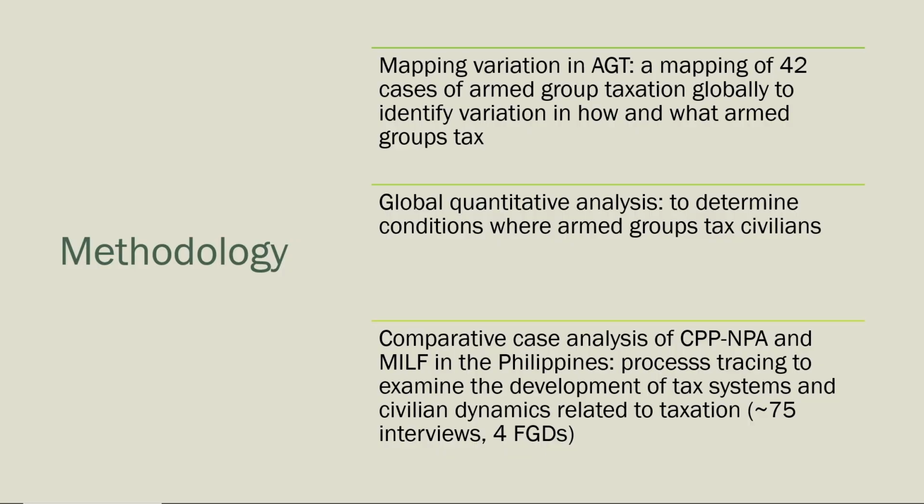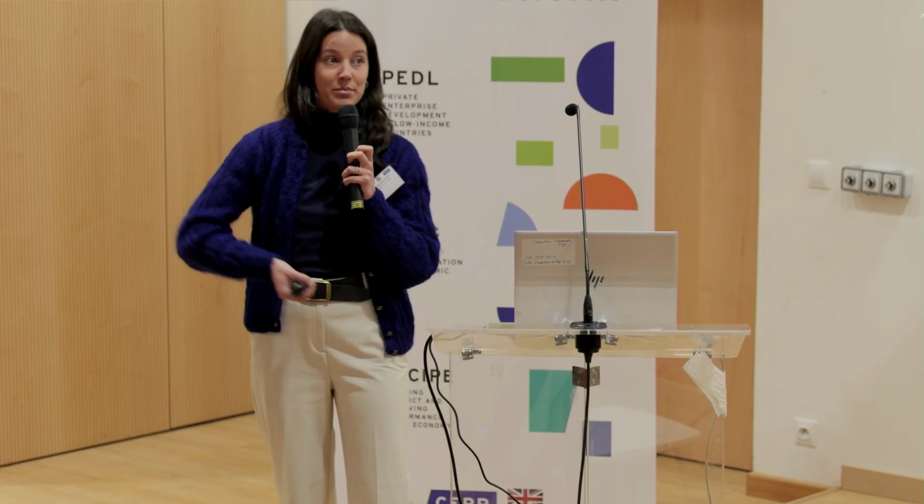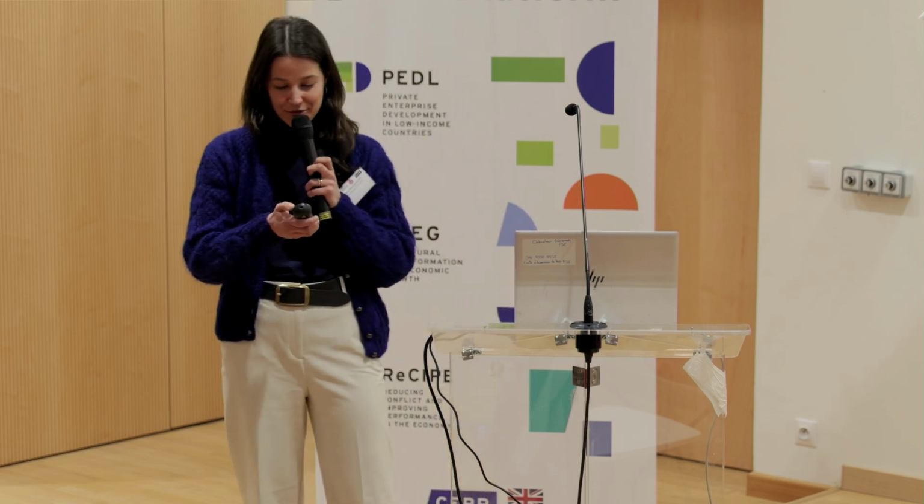Okay, and as far as methodology goes, I first took a step back and mapped out the taxing practices of 42 armed groups globally to identify variation in how and what armed groups tax, just to have an idea of what it is I'm explaining. And then the second part was a global quantitative analysis, answering the first question about conditions under which armed groups tax. And then finally, I did a comparative case analysis of 2 groups in the Philippines, which was process tracing to examine the development of their tax systems across time. And this is also my political science hat, so less numbers, more words, more history in this presentation for sure.